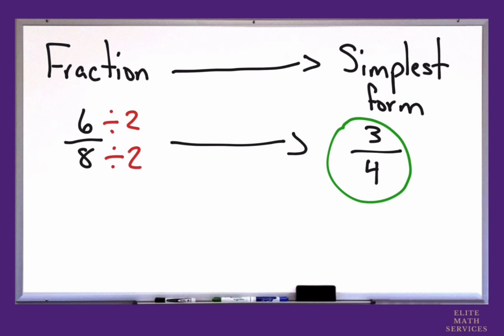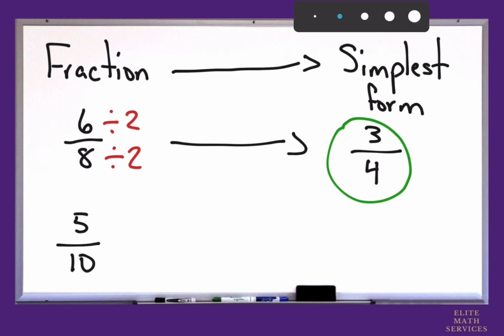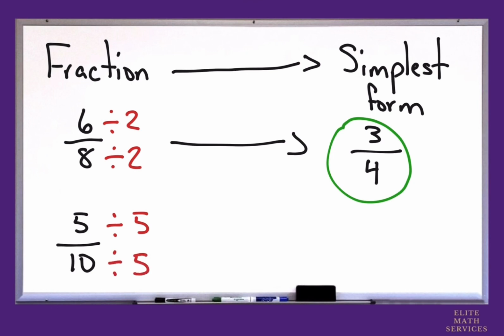Now we're going to start with another example. This example is going to have an odd number, 5/10. Remember, the rule for odd numbers is it can always be divided by itself. So we're going to divide it by 5, and 10 can also be divided by 5. And 5/10 in its simplest form is 1/2.